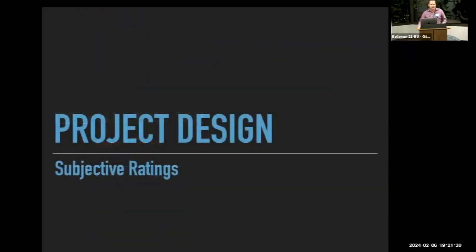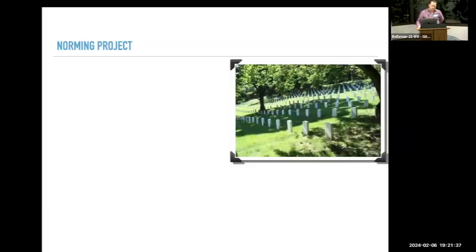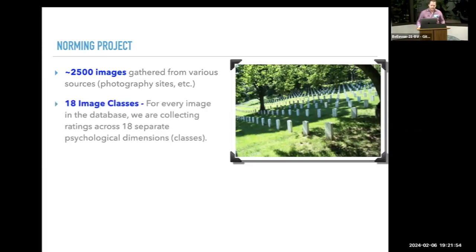Okay, so now we'll talk about the actual project I'm working on. What we're embarking on here is to essentially norm a bunch of images. We have gathered around 2,500 images so far, and these are sourced from various open source photography sites and some of the repositories that my colleagues were working with.